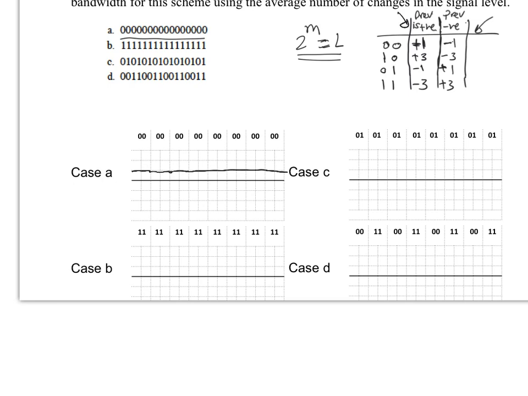That's very straightforward. For case B, however, we have straight ones. We start in the first column, so 1, 1 corresponds to minus 3. Now the signal level is negative, so we have to jump to the second column, where 1, 1 becomes plus 3. So we go all the way up to plus 3. Now the signal level is positive, so we look at the positive column again. We go back to minus 3, then to plus 3, then to minus 3, then to plus 3, and so on.